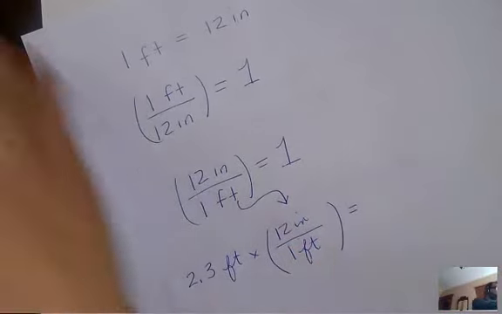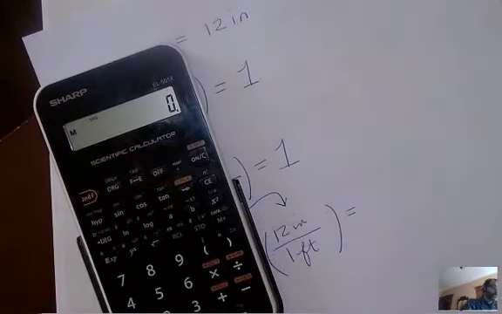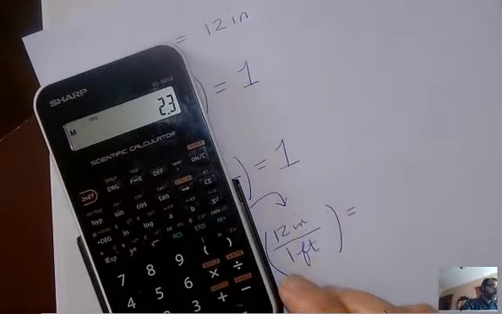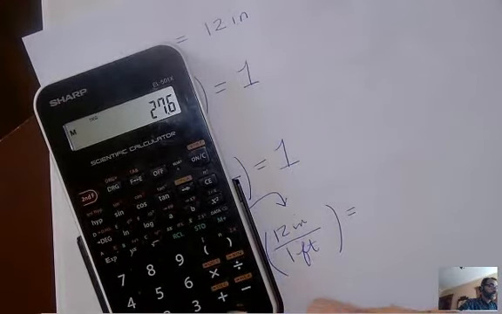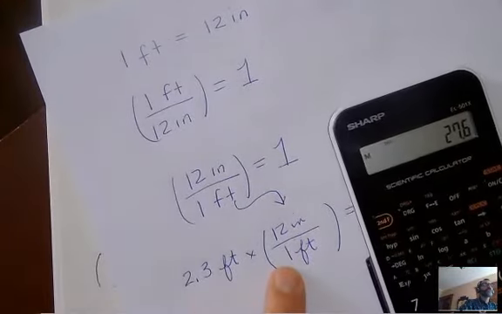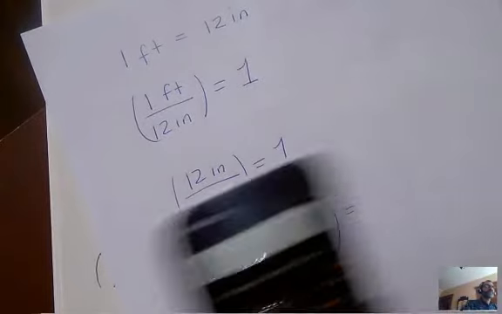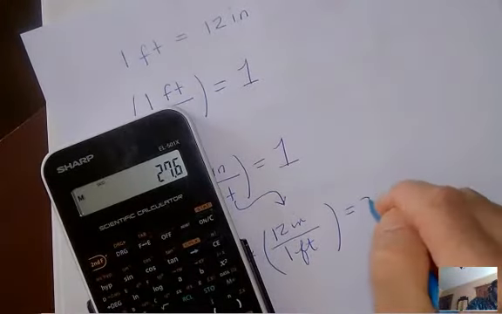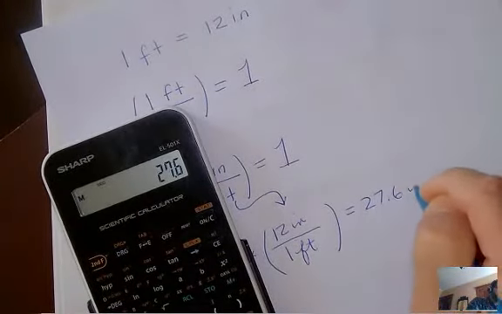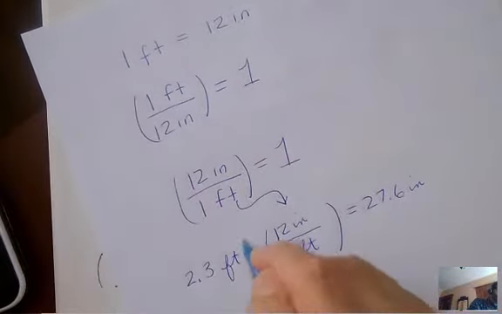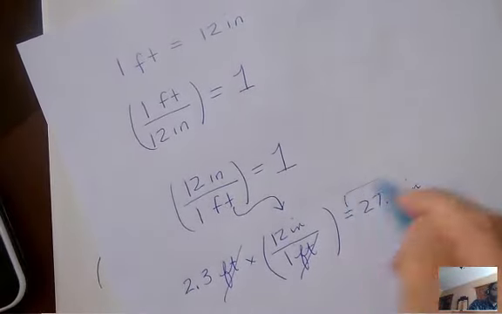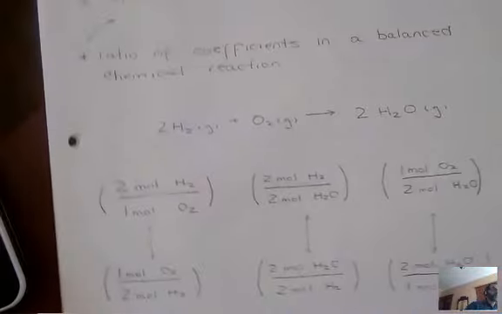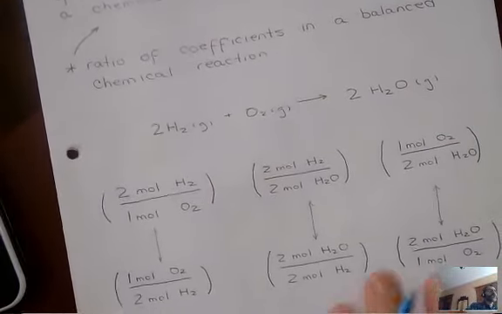Okay, so if I go to my calculator and I take 2.3 times 12, I'm just doing the calculation that's right here, 2.3 times 12, I get 27.6. So that's 27.6 inches, right? Goodbye feet. So you remember those kinds of calculations. Well, that's the same thing that we're going to do, only with our stoichiometry.